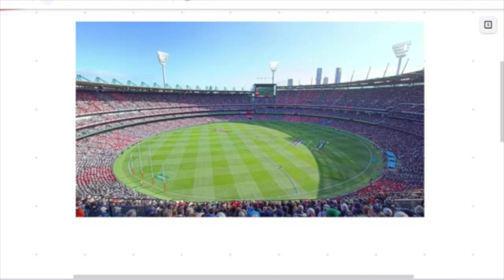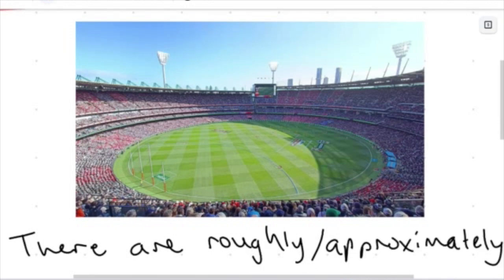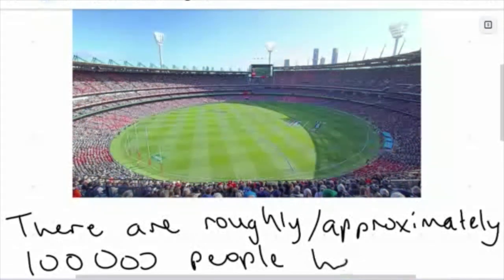Now that about, or roughly, 100,000 people, that's what we mean when we talk about rounding. Rounding numbers is an approximation. We're saying there are roughly, or approximately, let's say, 100,000 people here. So that's what I'd probably say.